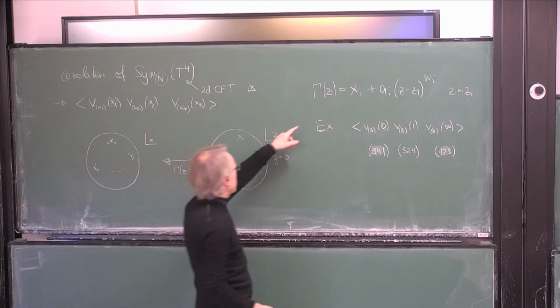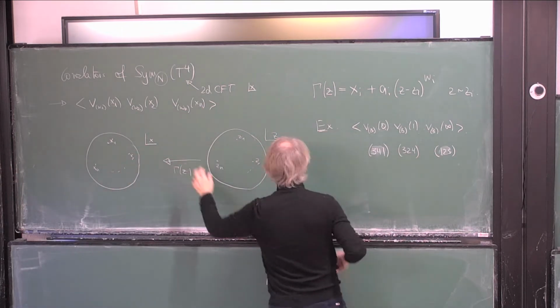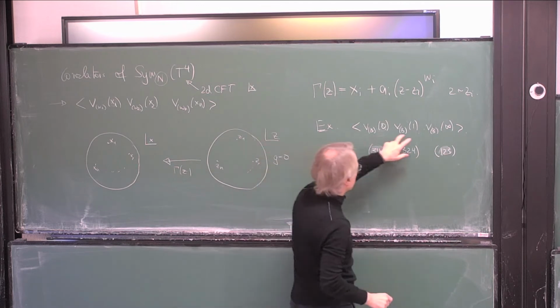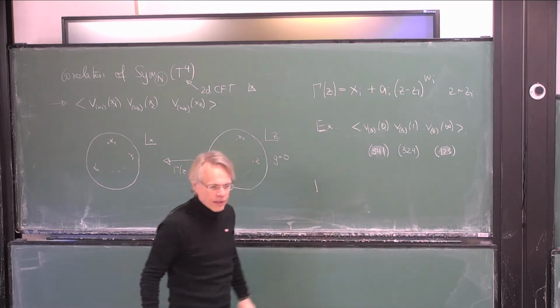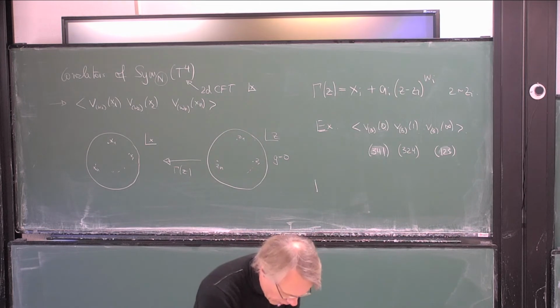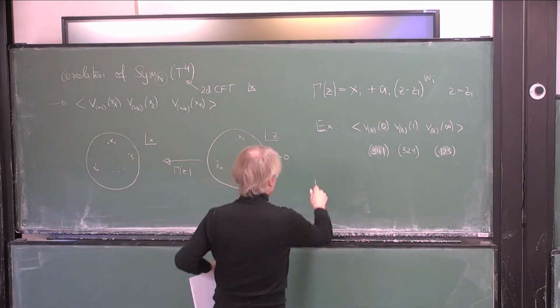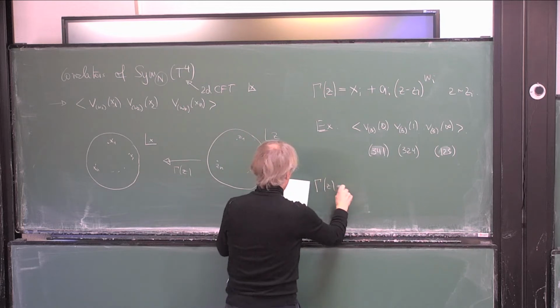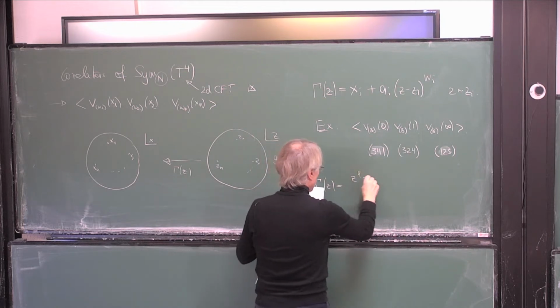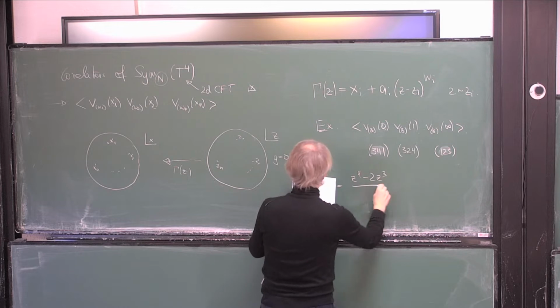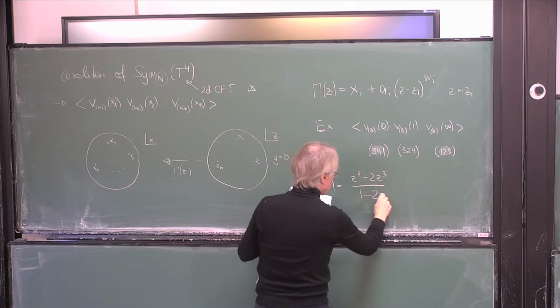That is a correlator that is a covering surface from here to here. So this is a configuration of permutations so that the product is the identity. And what would the corresponding covering surface look like? Well, the corresponding covering map in this context would simply be the function z to the 4 minus 2z to the 3, divided by 1 minus 2z.